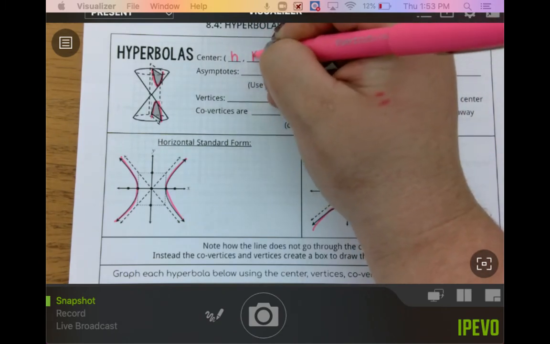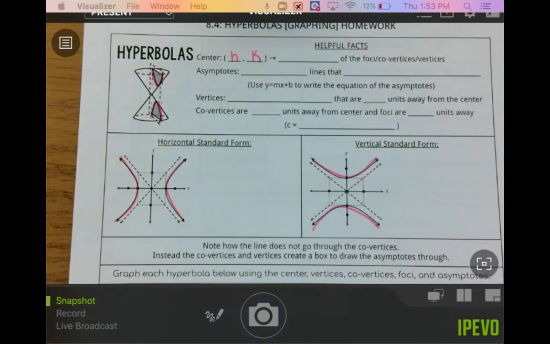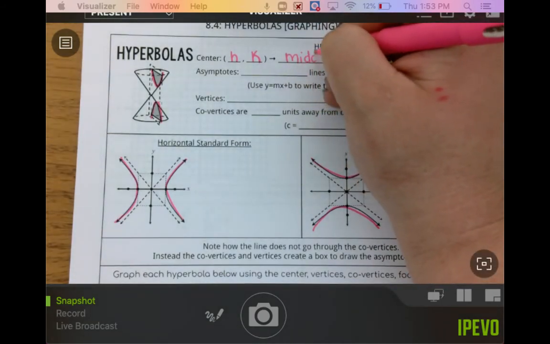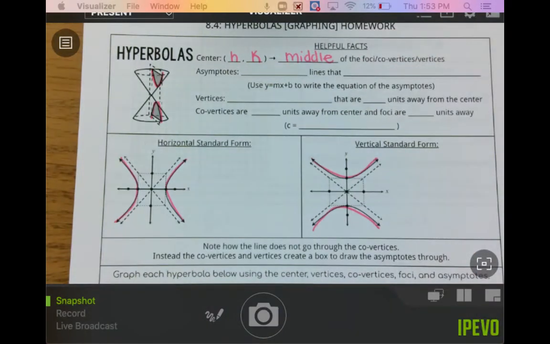So the center is still (h, k). It is still the middle of anything. So if you have the foci, find the middle, that's the center. If you have the vertices, find the middle, that's the center. There's no trick to the center, it's the middle of anything.